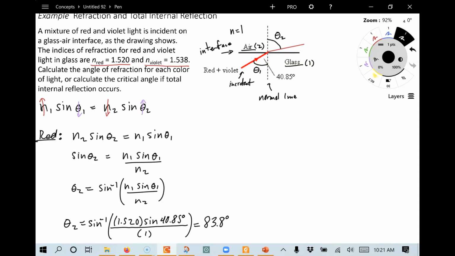Now, which angle is that again? Right, that's this one right here. 83.8 degrees, measured from the normal line to the refracted ray. Again, this is our incident ray. All right, let's look at this for violet.